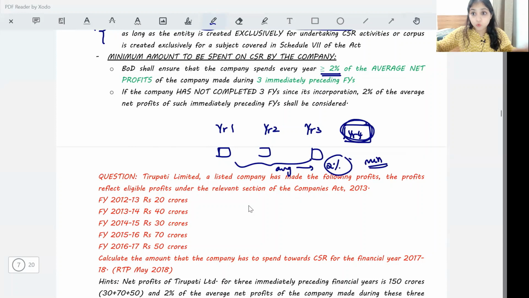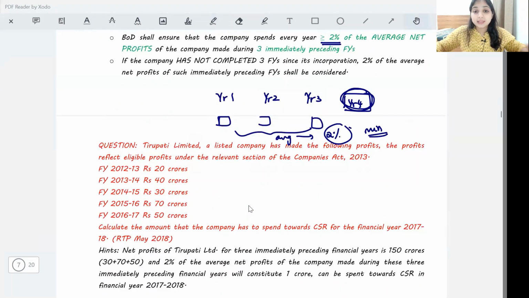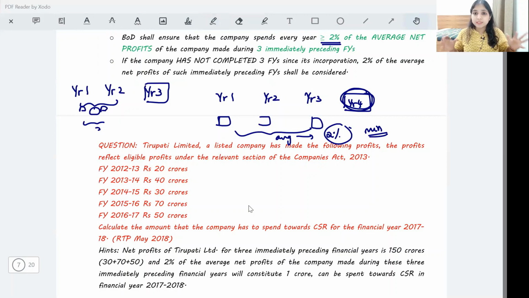Okay, so in year 4, how much money is the company supposed to spend on CSR? In year 4, the company is supposed to spend at the minimum 2% of the average net profits of the last 3 years. But in case the company has been in existence only for 2 years, let us say it is the 3rd year of the company right now, the company has been in existence only for 2 years before this. No problem. In that case, for the 2 years' profit you find the simple average and calculate 2% of that. So for the last 3 years, whatever is the average profit of the company, 2% of that average profit is the minimum amount which the company is supposed to spend on CSR.